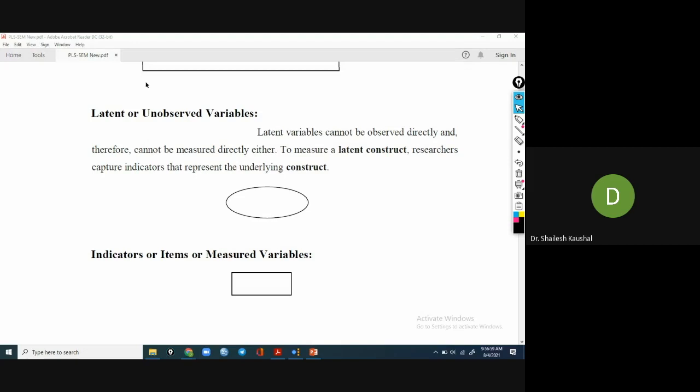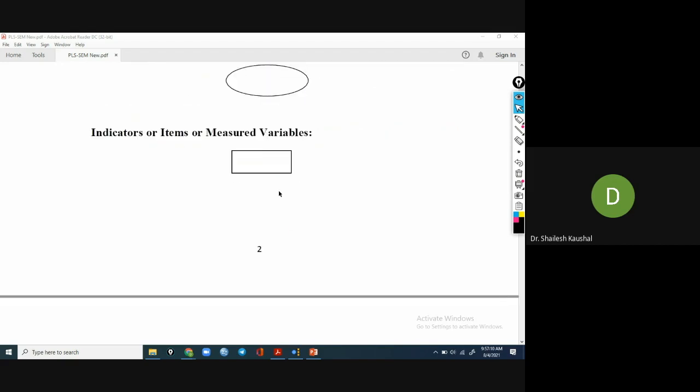So there are two things: latent or unobserved. It's basically a construct, and a construct, an oval shape, means a combination of three or more questions. Indicators we represent in a rectangle. Yesterday I also told you that the oval shape means construct, and the rectangle means indicator or measured variable, or observed variable, or another term, manifest variables.